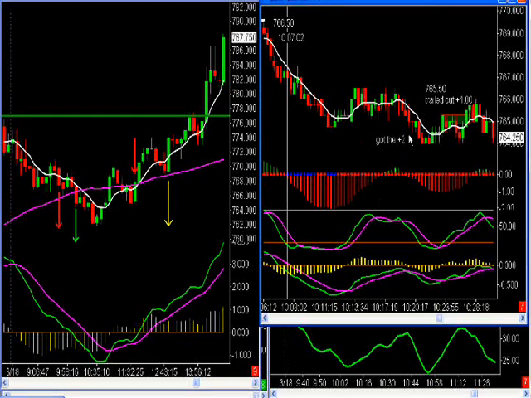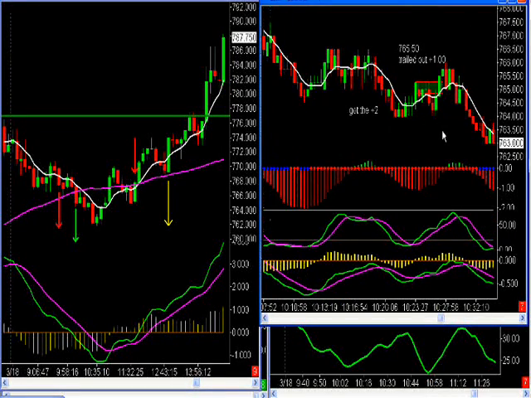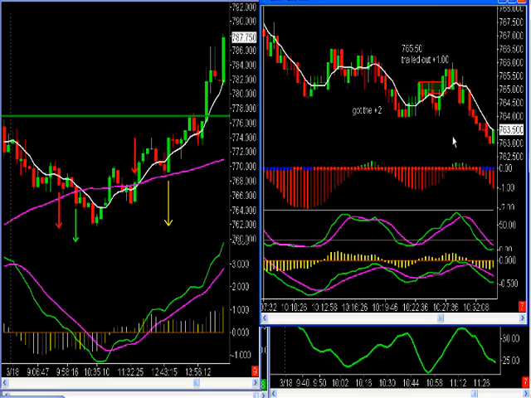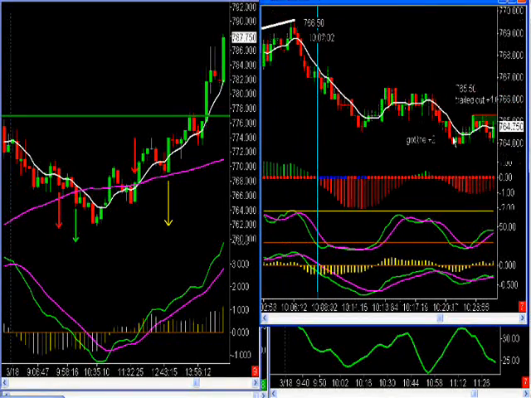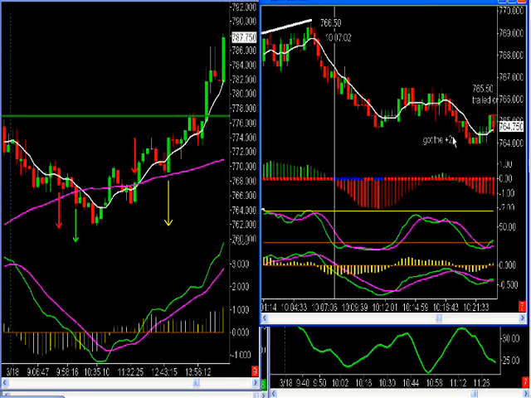Anyway, you would have gotten your +2, and then trail stopped out for +1 at 765.50. So you would have gotten your +2 and +1, again depending on how many contracts you're trading. That was a good setup, and hopefully you saw that as it was occurring.